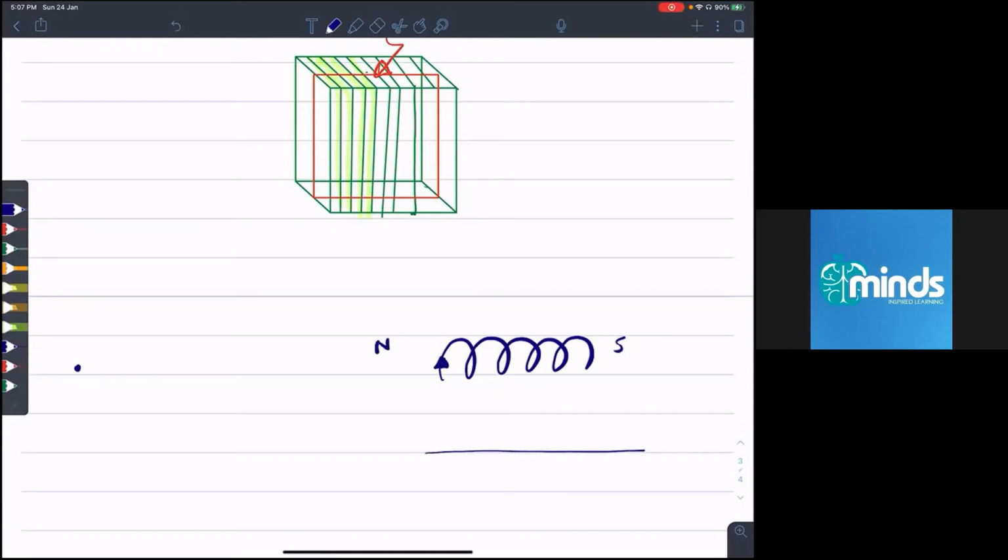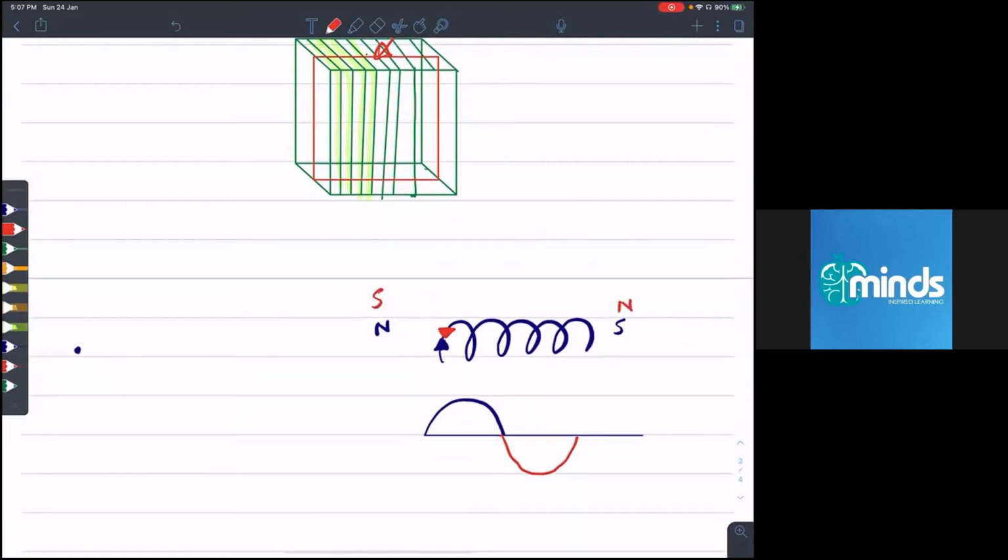So let me draw the direction of alternating current. Let's say current is going like this, but the moment current reverses the direction, it means that current will be going this way. So it will become south and it will become north. When current changes the direction, the direction of magnetic field reverses. The north will become south. The south will become north.